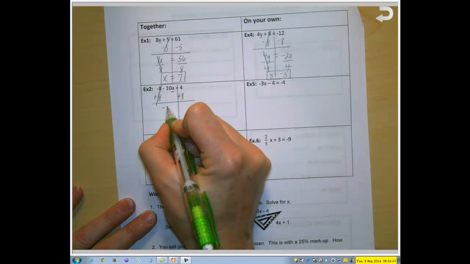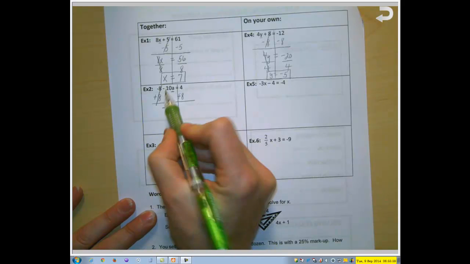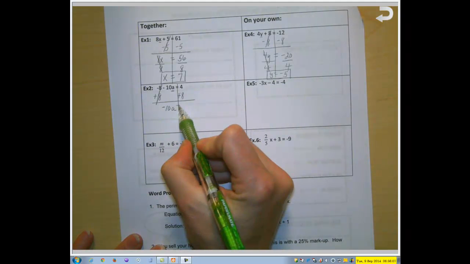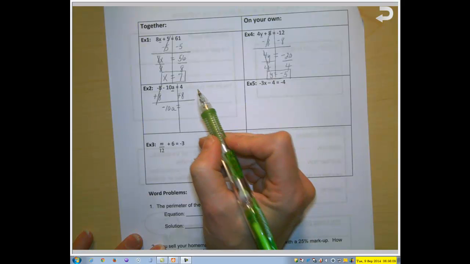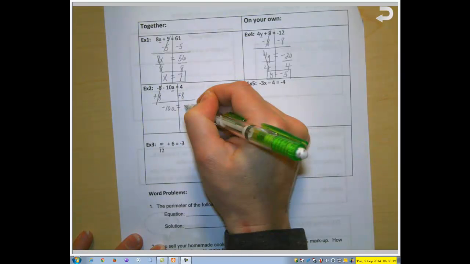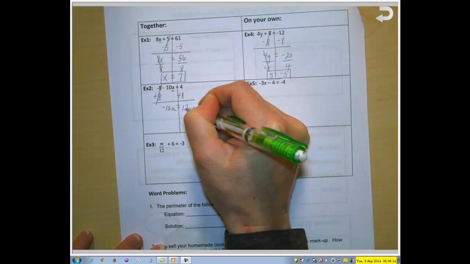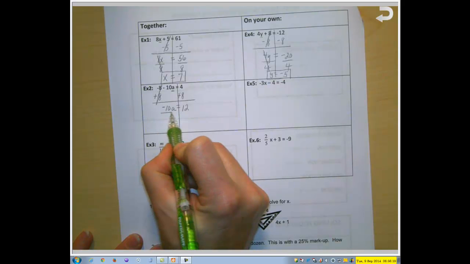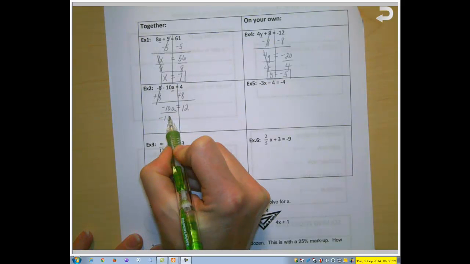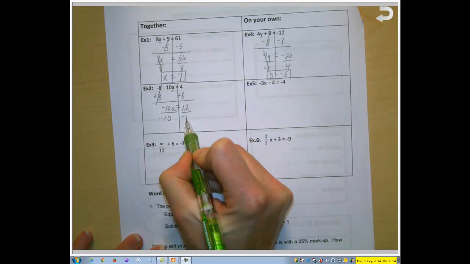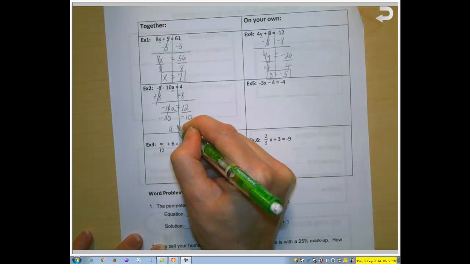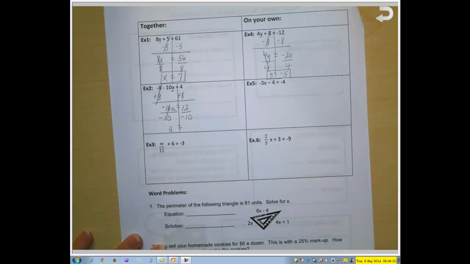Bring down the negative 10a. Okay. The minus sign in front of the 10a belongs with the 10a. It moves with it wherever it goes. 4 plus 8 is 12. Now we need to do the inverse operation of multiplication, which is division. So that gives us a equals 12 over negative 10.